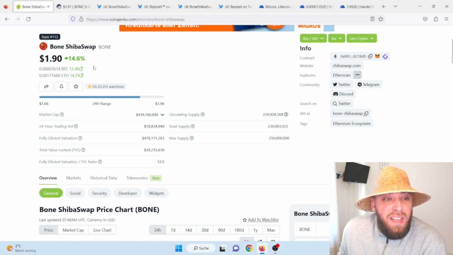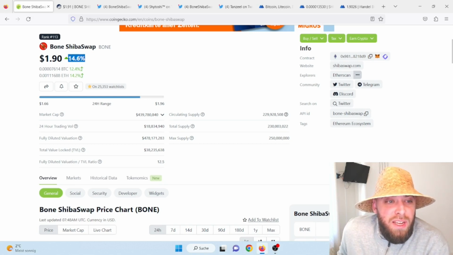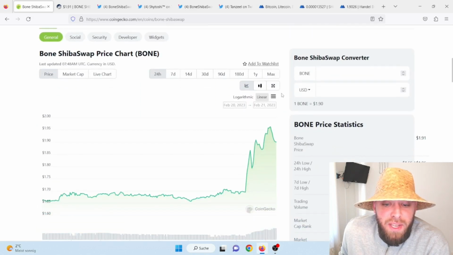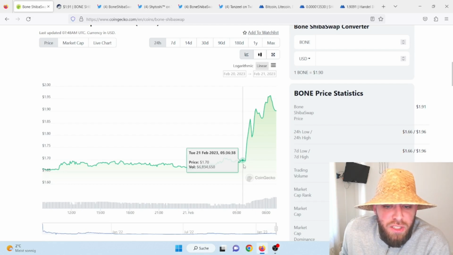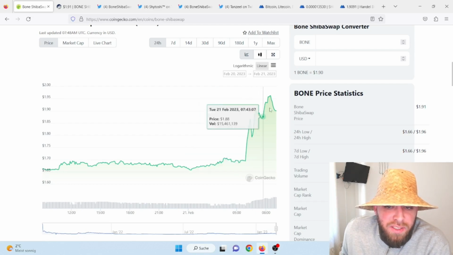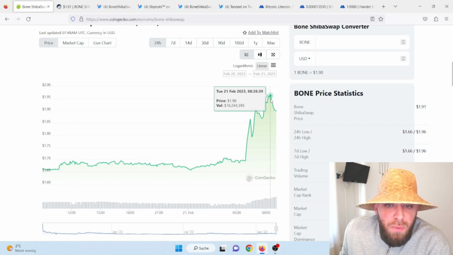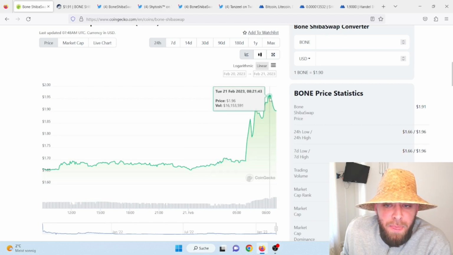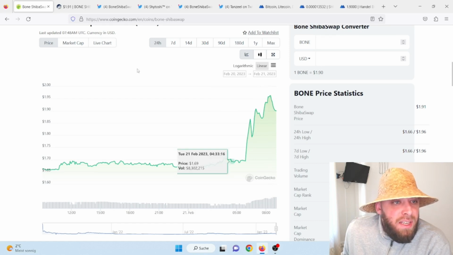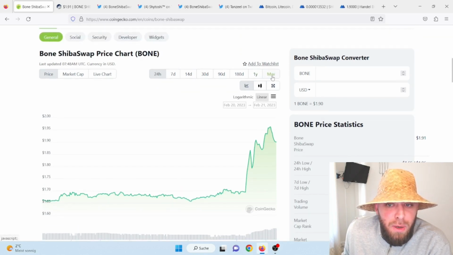You can see it. The ShibaSwap token is increasing in price. We are 14.6% up, and the candle is actually insane and shows us that something bigger is about to happen. You can see it here. Actually, we moved from $1.70 up to $1.96, and also the 24 hours trading volume increased from 6.8 million up to 16 million. So it seems like something bigger is about to happen.